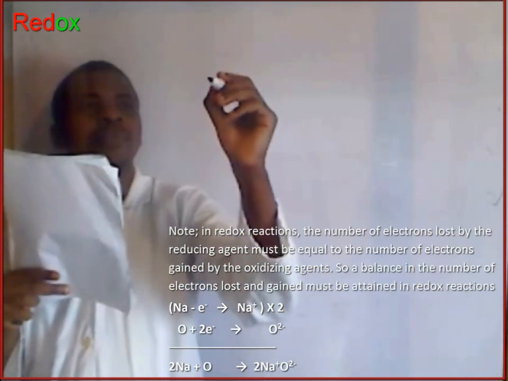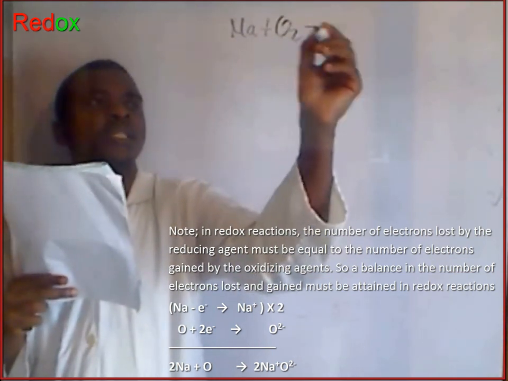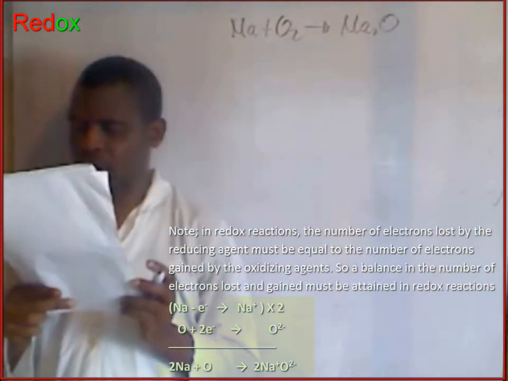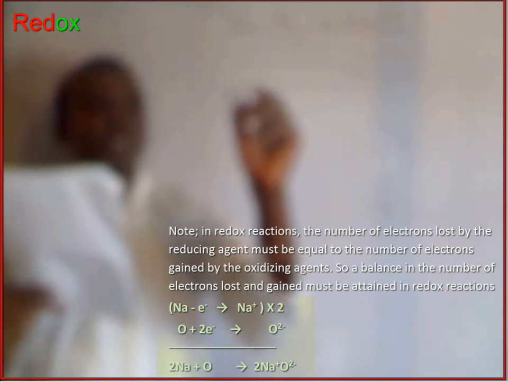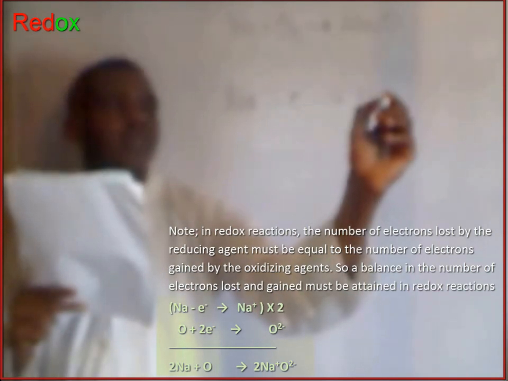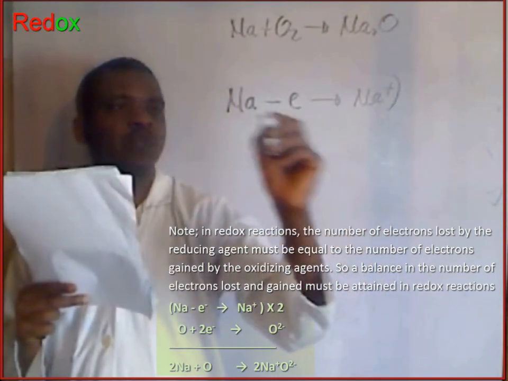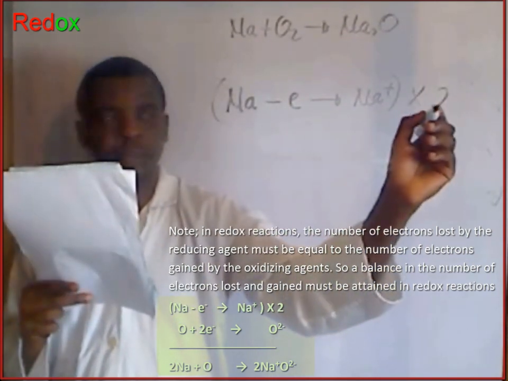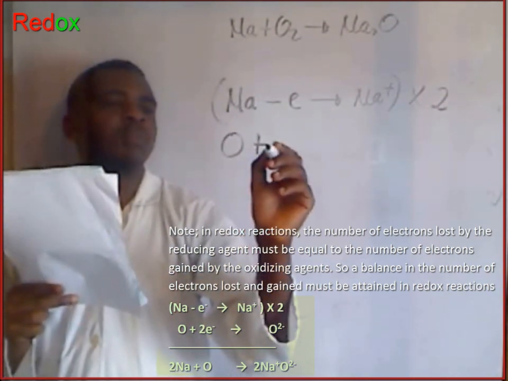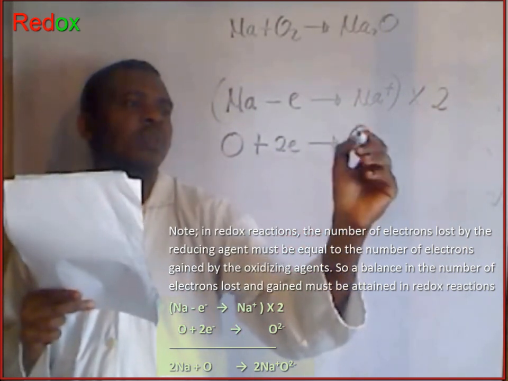Example: reaction between sodium and oxygen to give sodium oxide. Now we see here that the sodium atom loses an electron to give the sodium ion. So we have to multiply all of these times 2, while the oxygen atom can gain 2 electrons to give the oxide ion.